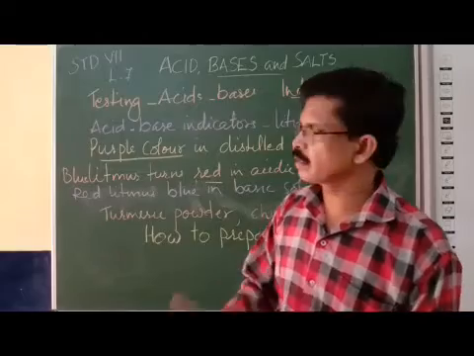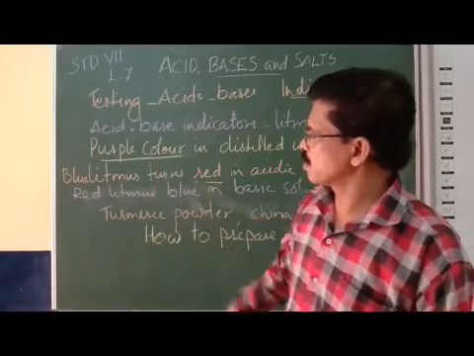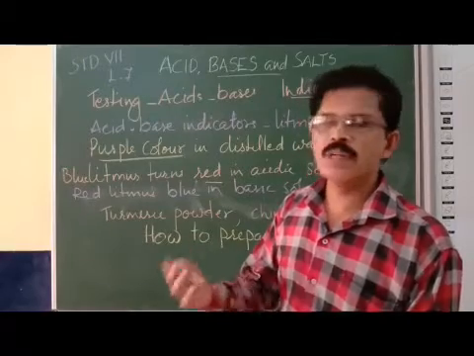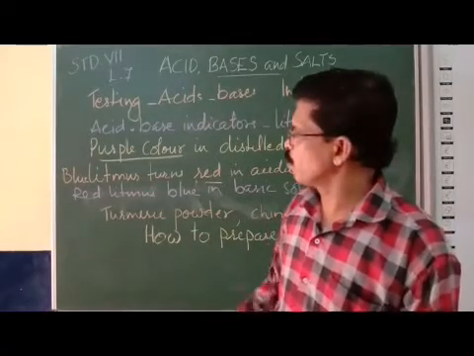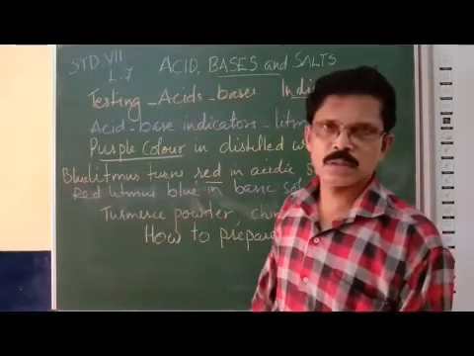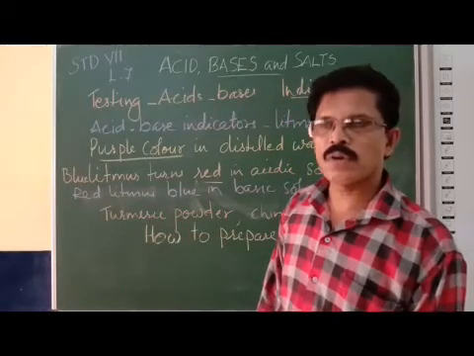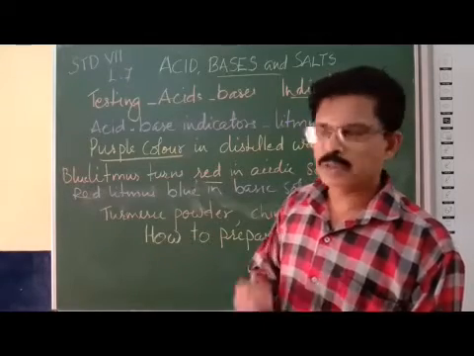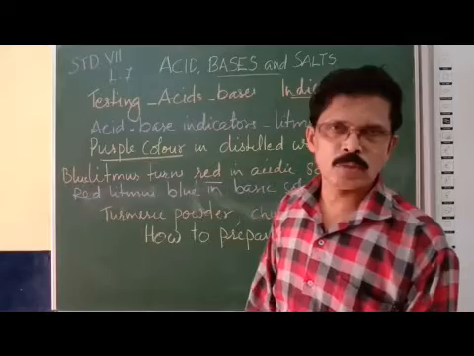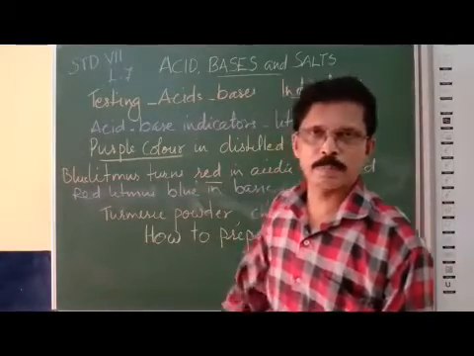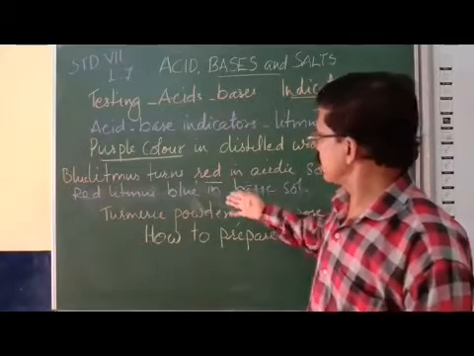Now, litmus is available in two colors. First one, blue litmus, and second, red litmus paper. They are also found in paper form or in liquid form. So I am telling about the paper. There are two colored papers of litmus. First one is blue litmus paper, and the second is red litmus paper.